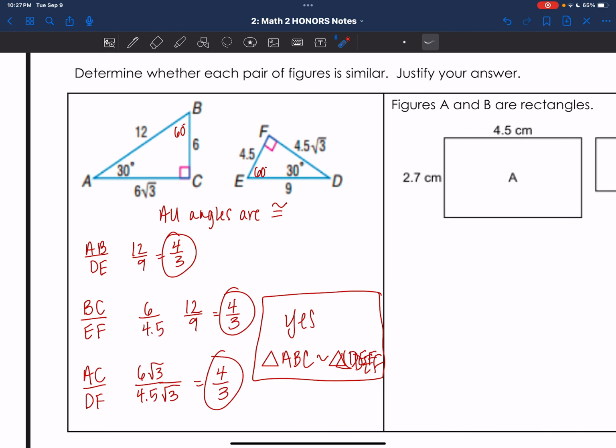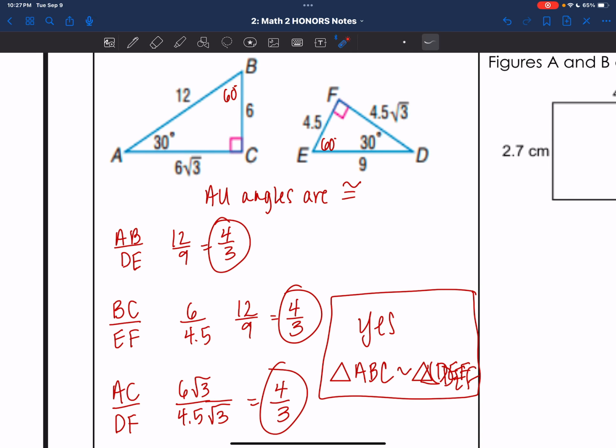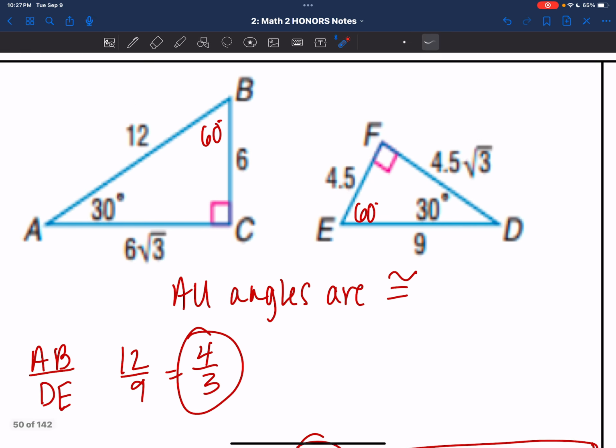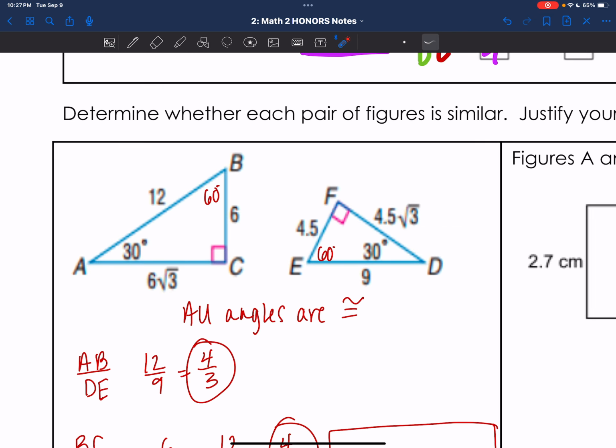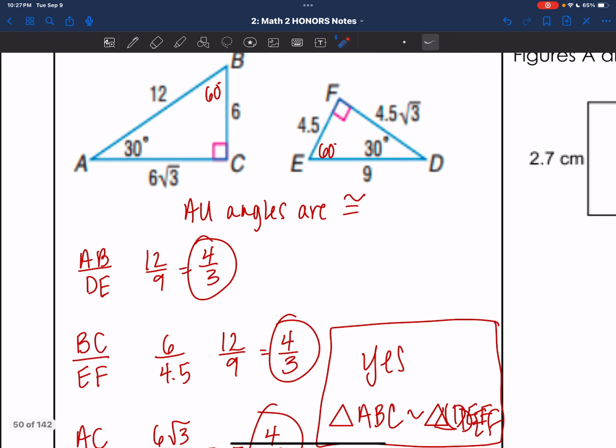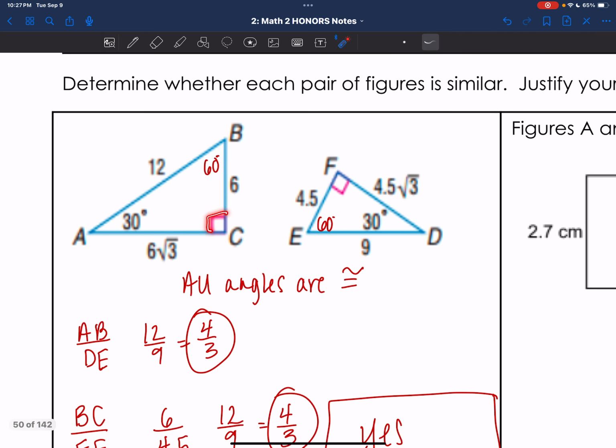Alright, so here we need to justify if the figures are similar. So let's go ahead and get started here. Now you have some square roots in here, that's okay. So I know angle C and angle F are going to correspond with each other. I know that A and D are also going to go together. So then that means this angle and this angle have to go together, which would be 60 degrees.